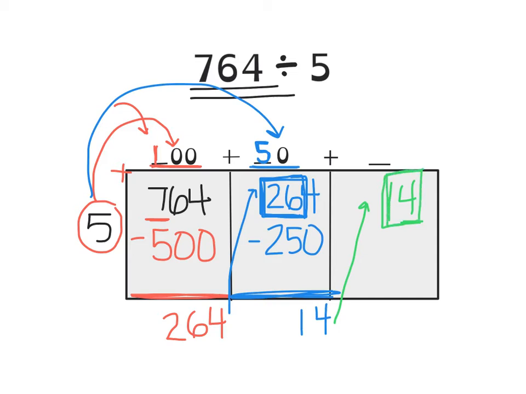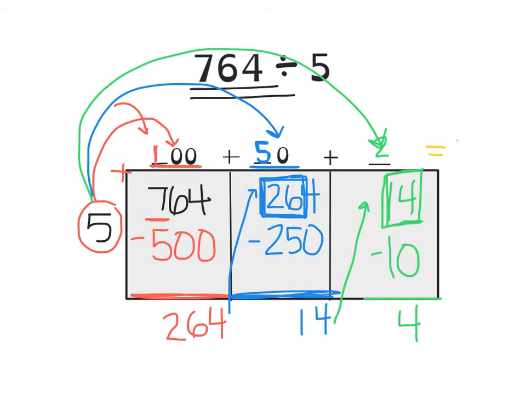So 14, how many times does 5 go into 14? 5, 10, 3 would be 15, so I know 2 is my best answer. I'm going to distribute my 5 out to my 2. 5 times 2 is 10. Subtracting that number, I get 4. My final answer after I've used my place value method, I'm going to be adding up 152. This little 4 becomes my remainder. Remainder 4.